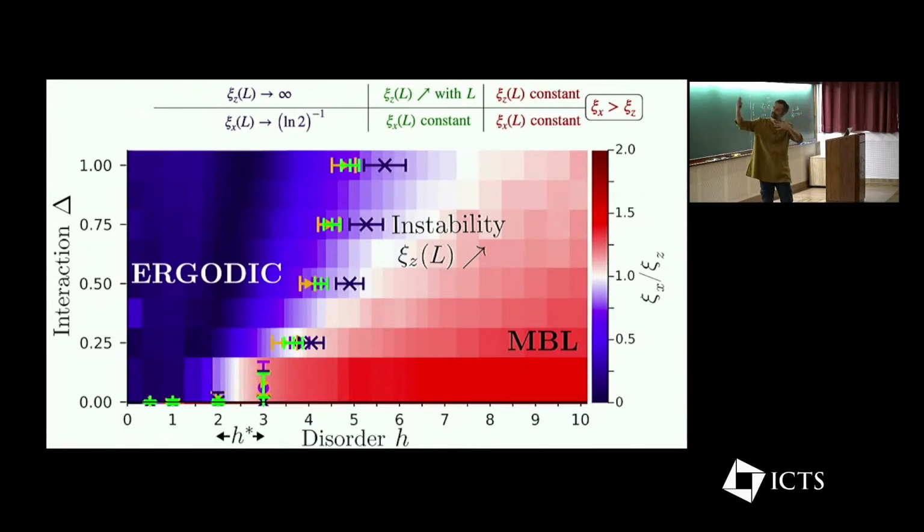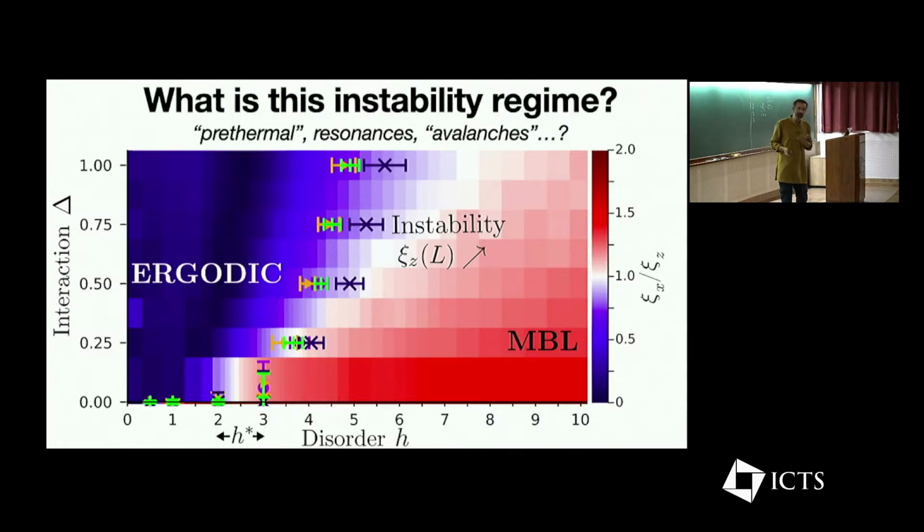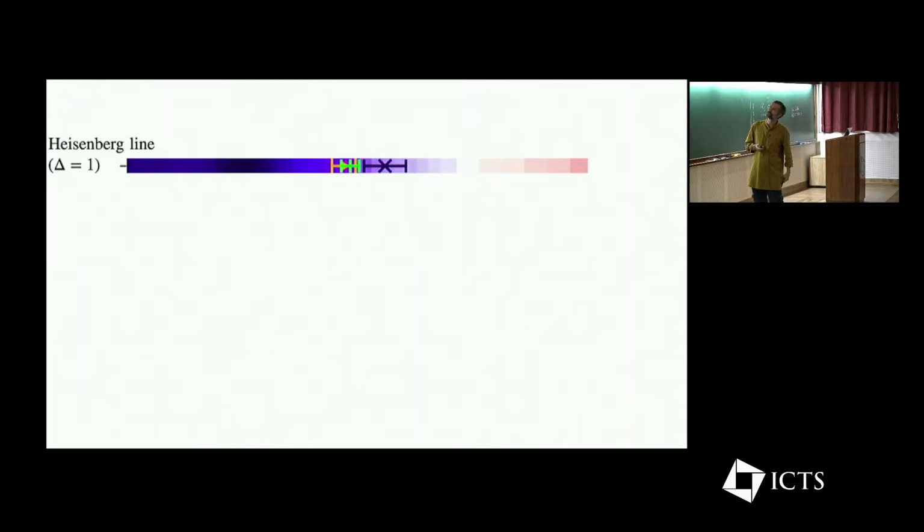And so it's a bit of a French-type color phase diagram, but we identify this regime of instability, like all here. So these are the extrapolated points that we already found with a standard estimate, and here we have a regime of quite large instability. So the next question is what this instability regime is. Is it what people call the pre-thermal regime? Does it catch resonances, avalanches? So we are going to try to answer that.